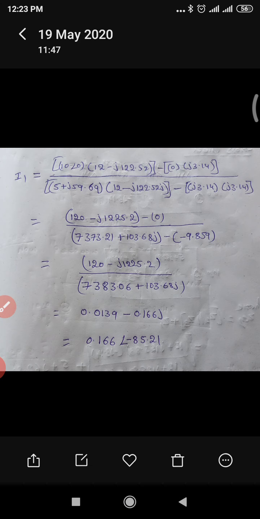The application of mesh analysis for AC networks is similar to DC, but the difference between AC and DC is only in the calculation. In a DC network, by using a calculator we can directly get the values, but in AC networks we have to form or write the equations in matrix form. After that only we calculate the currents. So this is the basic difference between mesh analysis in AC and DC.